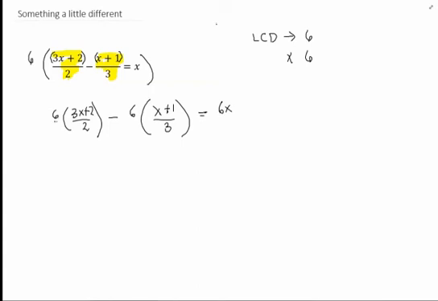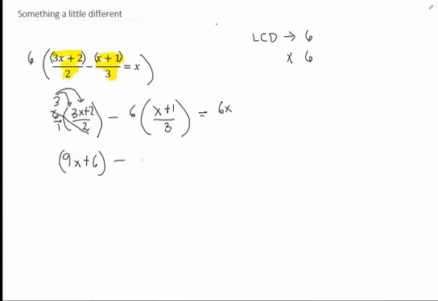So here we have 6 over 2, essentially. 6 divided by 2 gives us 3. That cancels and we're left with 3. So I multiply my 3 in, and I get 9x plus 6. Treat that as one piece.